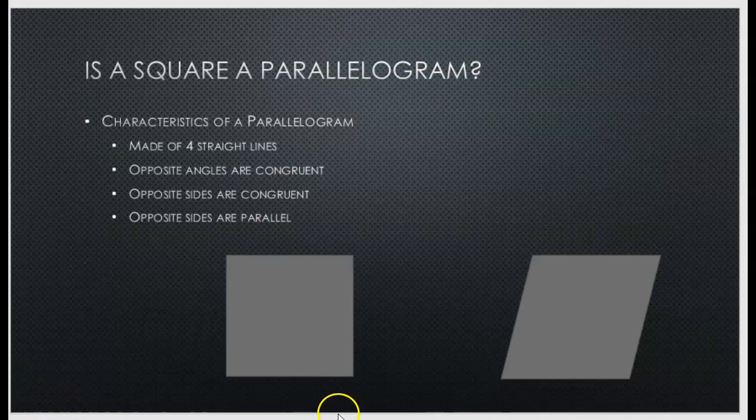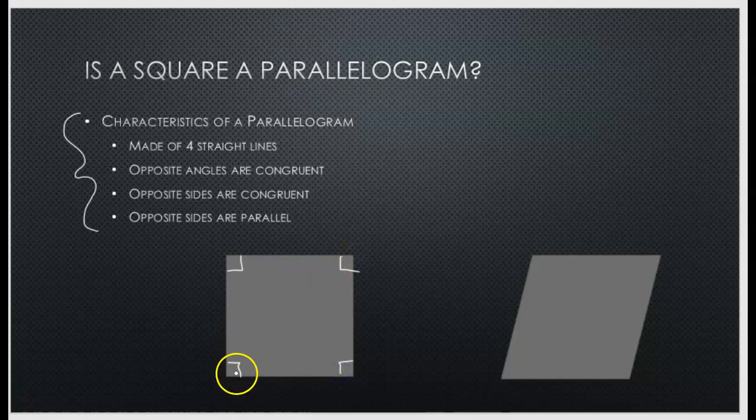Okay, so one of the things that your lesson refers to is a square a parallelogram? And this really just goes back to the definition of it. What I did is I copied and pasted those characteristics from the previous slide right here. So remember, the characteristics of a parallelogram are it's made up of four straight sides. Is that the case with a square? Clearly it is. In a square, are opposite angles congruent? Well, in a square, we know that all of them are 90 degrees.